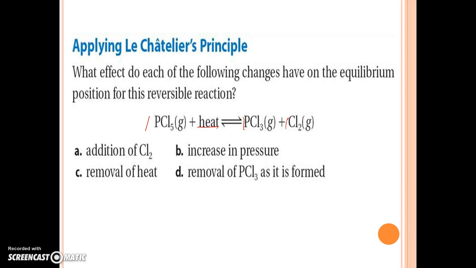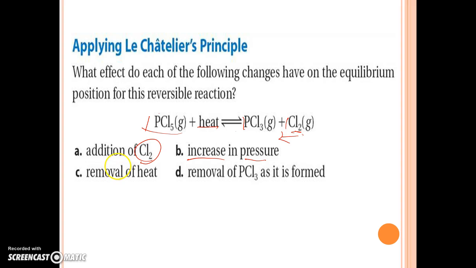Endothermic, heat's a reactant. So if we add Cl2, it's going to push the reaction to the right, to the product side. Remember, adding things acts as a push, decreasing things acts as a pull. We're going to increase the pressure on the system. 2 moles on the product side, 1 mole on the reactant side. If you increase the pressure, it's going to squish the molecules together. It's going to favor 1 mole of gas instead of 2 moles of gas. So it's going to shift to the left.